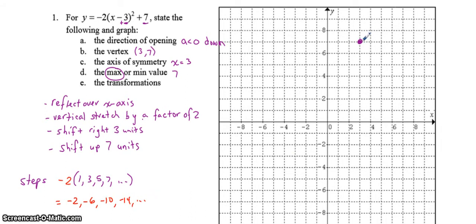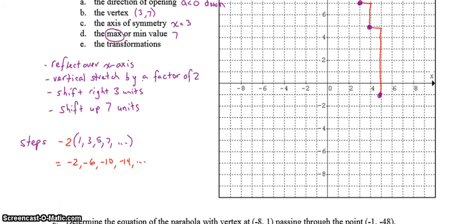So from the vertex, you always move over 1, and now you're going to move down 2 to get to the next point. You do not have to show these lines if you do not want to. You can just count. Now you're going to move over 1 and down 6. And that's where the next point will be. Lastly, you're going to move over 1 and down 10. So that goes off the grid. That point would be down around here.